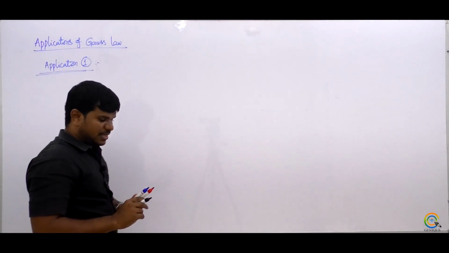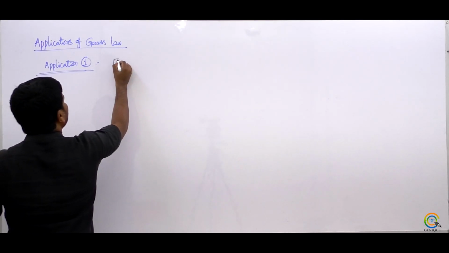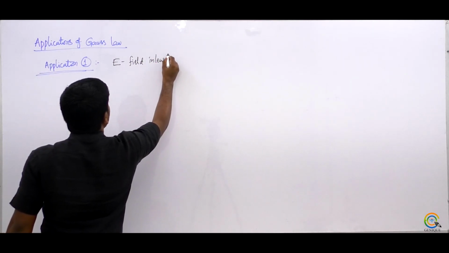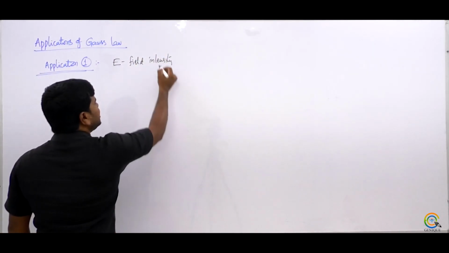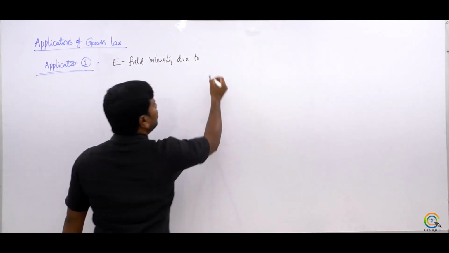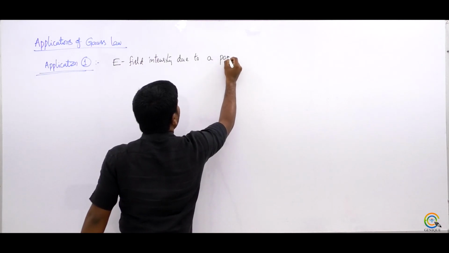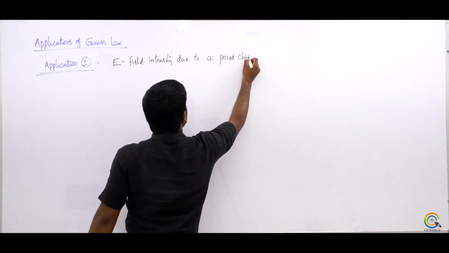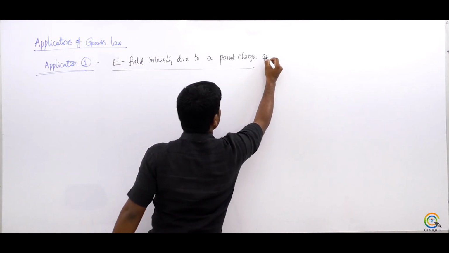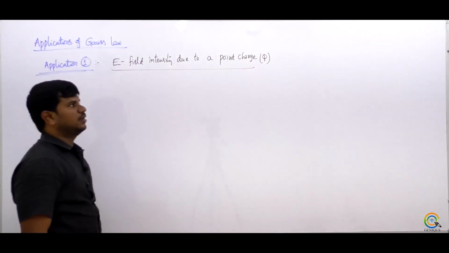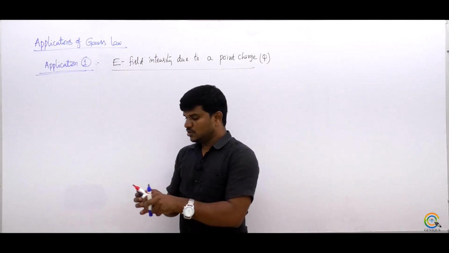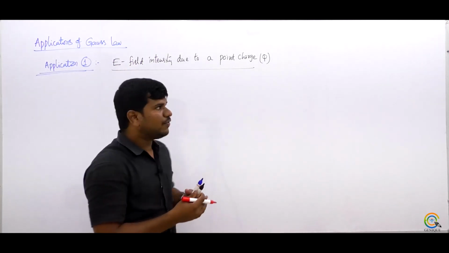Application 1 is the E field, the electric field intensity due to a point charge. So how to find the electric field intensity due to a point charge Q? We have to find the electric field intensity due to the point charge Q, so you have to know that.